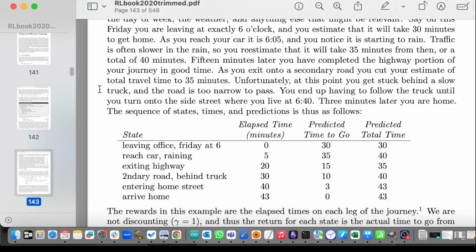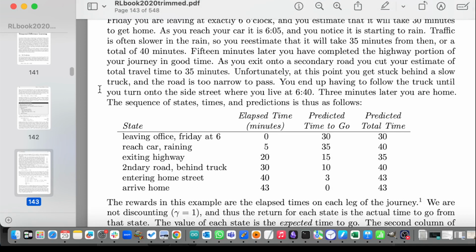Okay, so what is the point of this? There's a big story with how much actual time it takes to go, or how long it's been, how long you predict it will be, and how long you predict is left. So how long you predict the entire thing will be, and how long you predict from where you are.